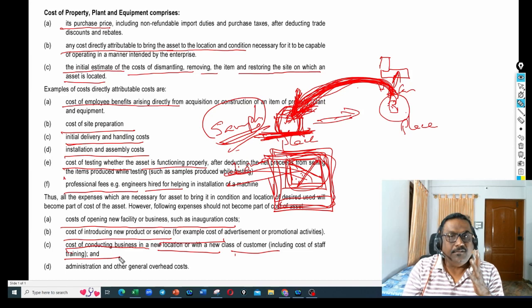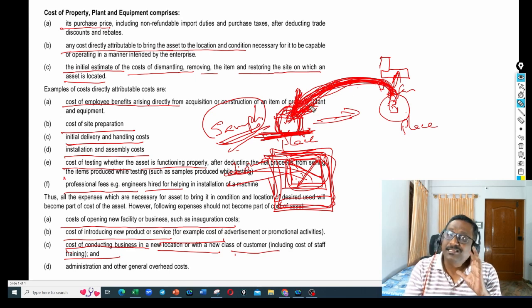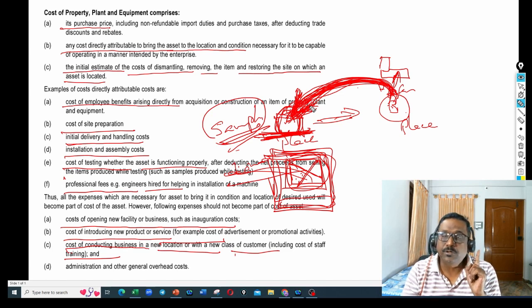Cost of conducting business in a new location or with a new class of customers. Here, very important. Suppose you are starting a business in a new location. So you are hiring people, training them how to handle the customers, how to sell your business, how to promote your products, how to educate your retailers or wholesalers or your customers. That is totally a different story altogether. It doesn't have any relation to the installation of the new asset. So those costs are not supposed to be included as a part of cost of property.